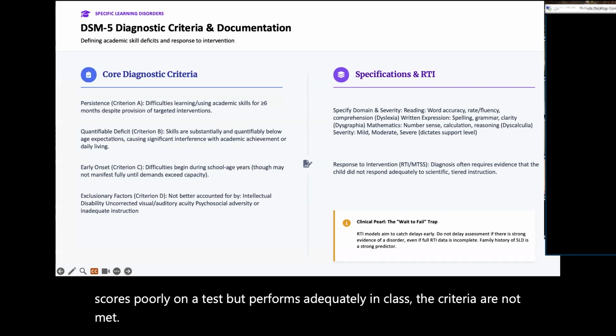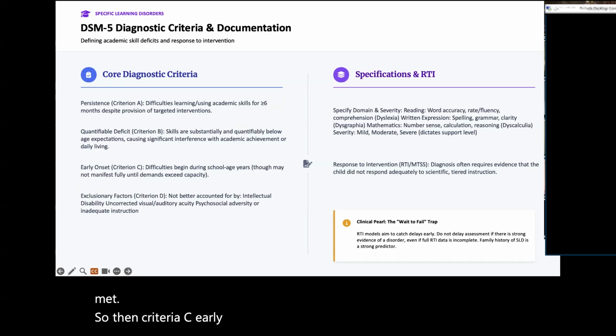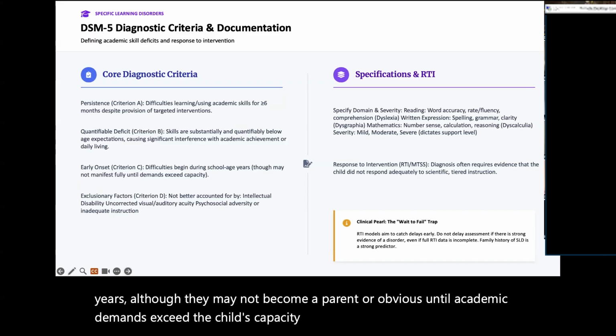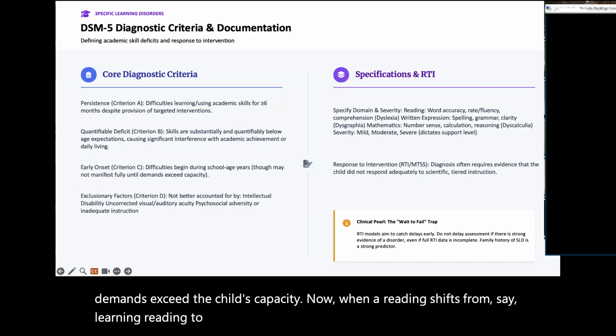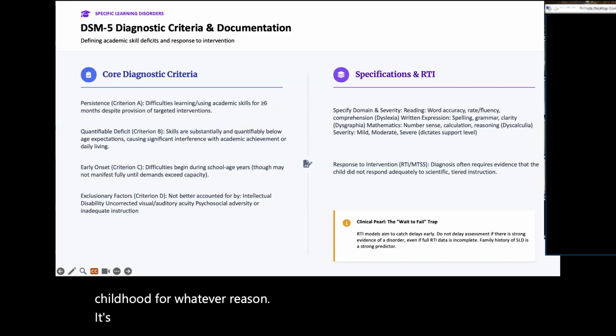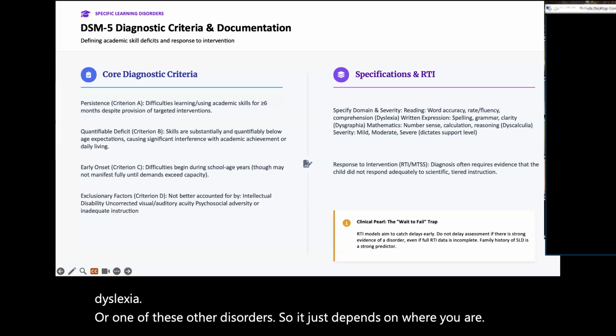So then criteria C, early onset: symptoms must begin during the school age years, although they may not become apparent or obvious until academic demands exceed the child's capacity. Now, when reading shifts from, say, learning to read to reading to learn, interestingly enough, depending on how old this person is, if this was not something that was diagnosable in childhood for whatever reason, it's not uncommon to have college-age students finally get diagnosed with dyslexia or one of these other disorders. So it just depends on where you are and the family you hail from.